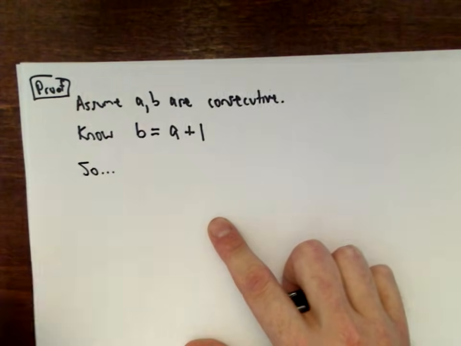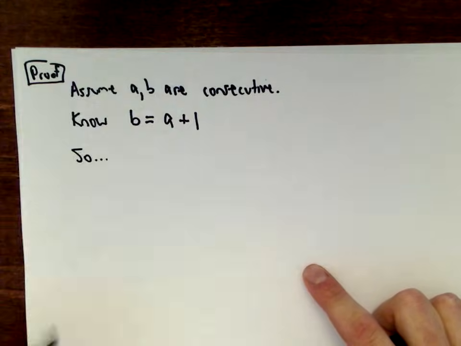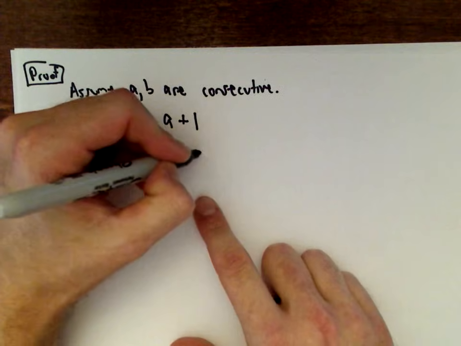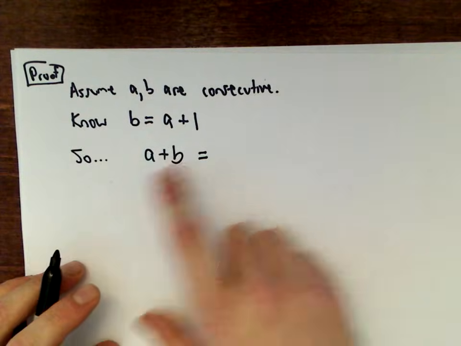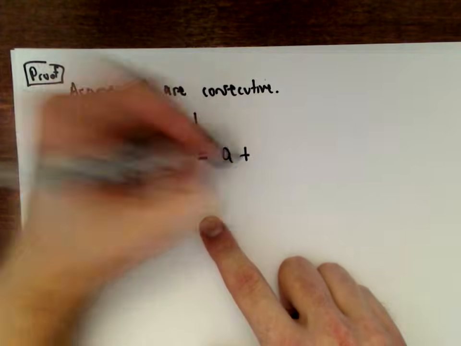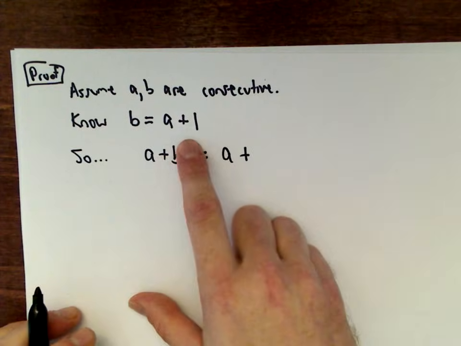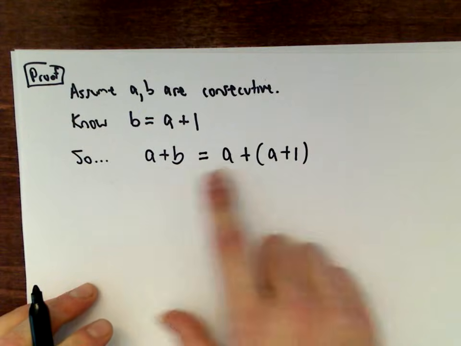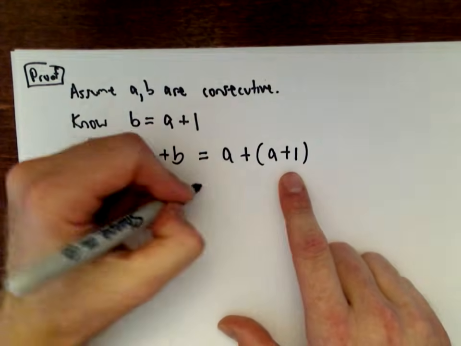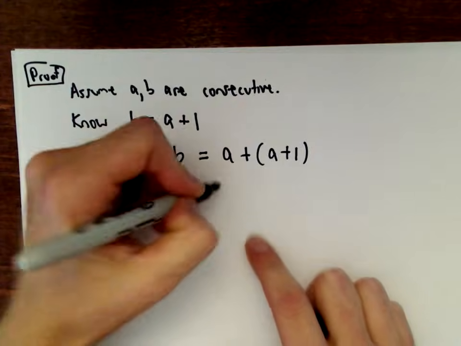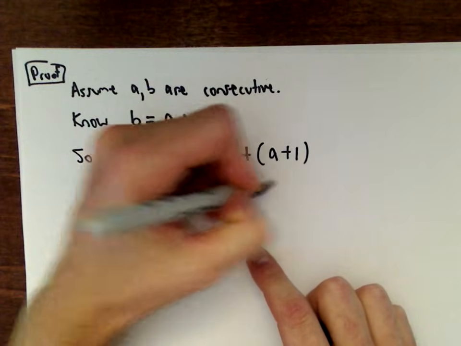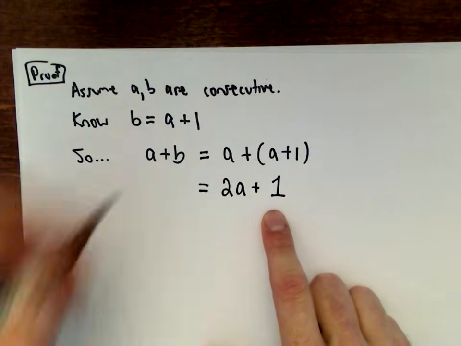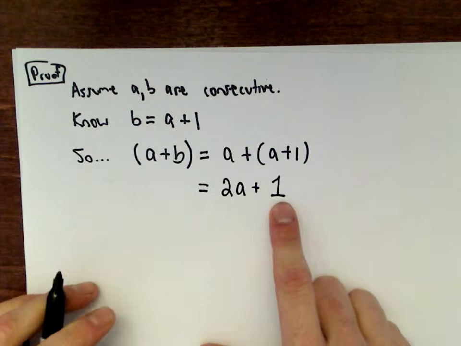So here's our argument. Here's the big justification. Well, we could write a plus b, that's what we're trying to show is odd, simply as a plus, and we said that b is equal to a plus 1. So I'm just inserting that there. So we're writing a plus b as a plus (a plus 1). Well, I can simplify this and say that that is equal to 2a plus 1. And this was the definition of a number being odd. So a plus b equals 2a plus 1.